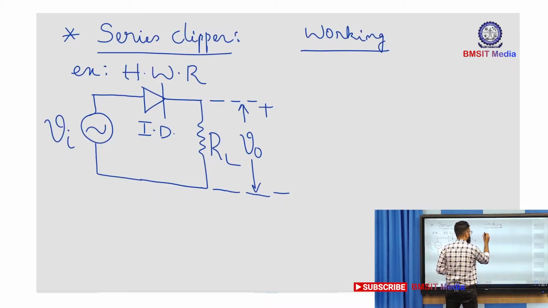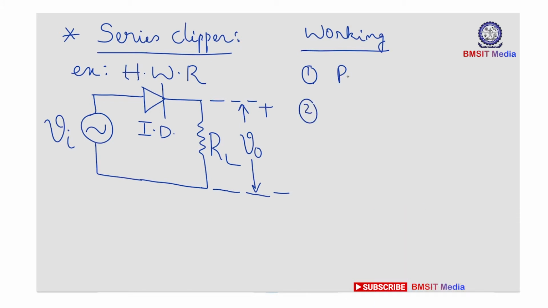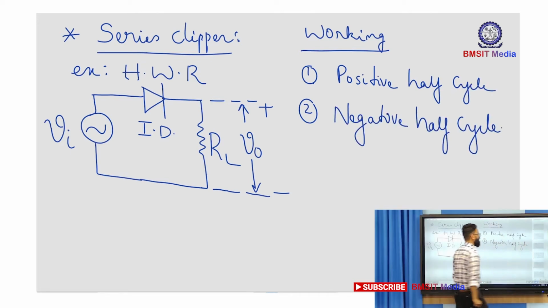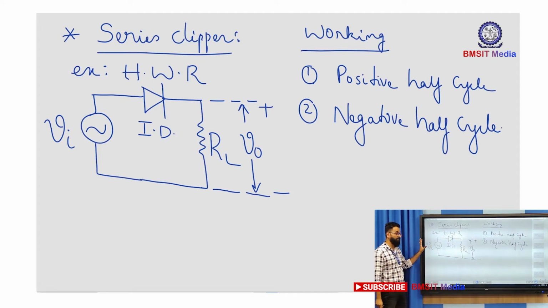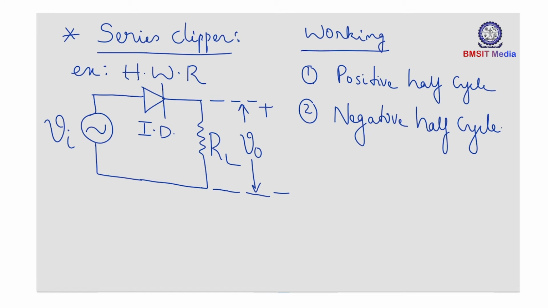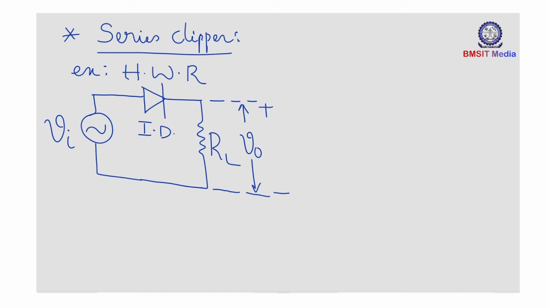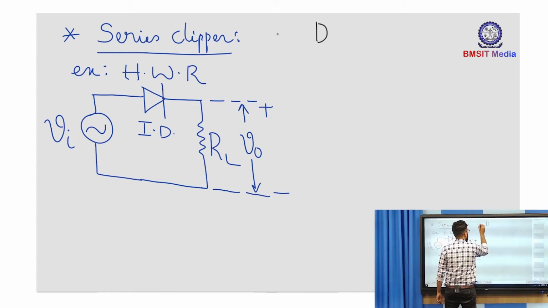So the entire working is broken into two parts: positive half cycle working and negative half cycle working. In the sense, what happens when you consider the positive half cycle of the input waveform, and what happens when you consider the negative half cycle of the input waveform. Okay, so let's begin with the positive half cycle. So let us write, during positive half cycle.